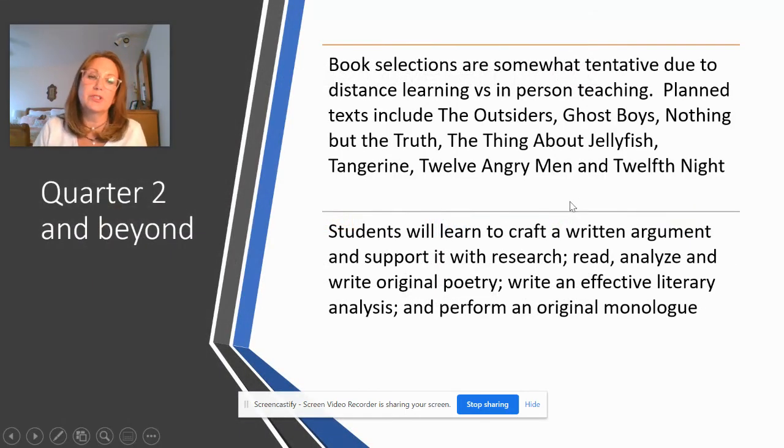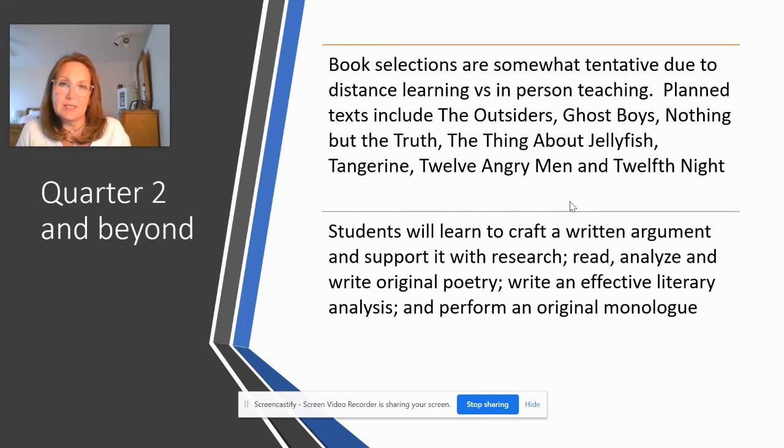Okay, quarter two and beyond. Book selections are somewhat tentative, as I explained, due to distance learning versus in-person teaching. Planned texts, though, include The Outsiders, which is pretty much a for-sure thing, Ghost Boys, Nothing But the Truth, which is a play that we usually read aloud, The Thing About Jellyfish, Tangerine, 12 Angry Men, another play that we read aloud, and Twelfth Night.